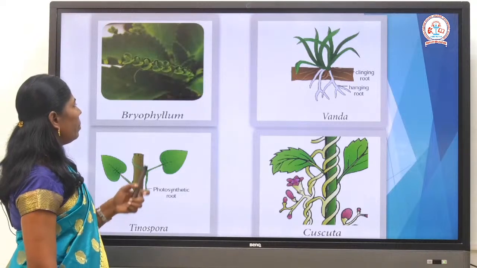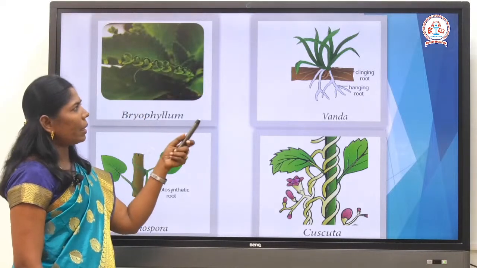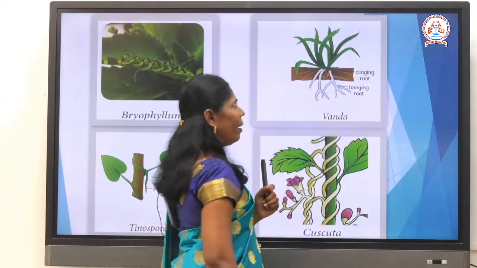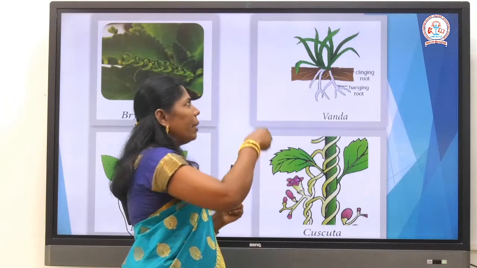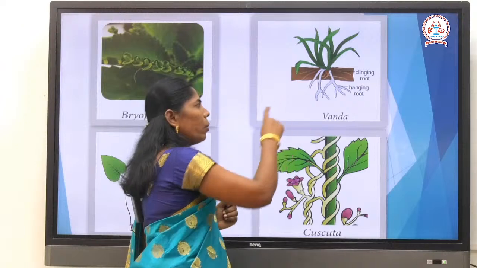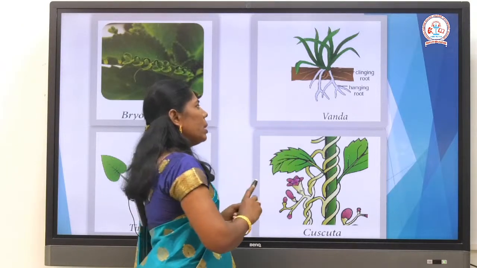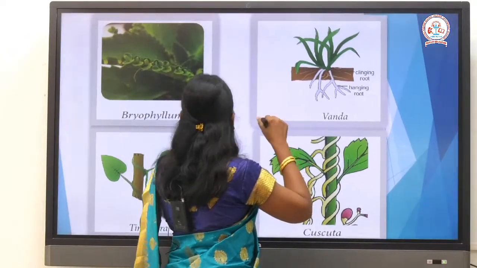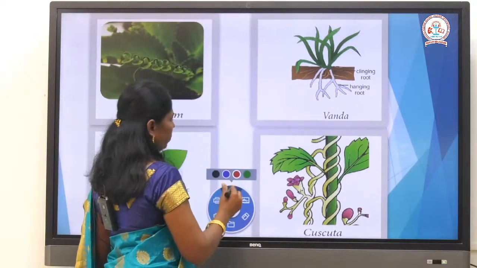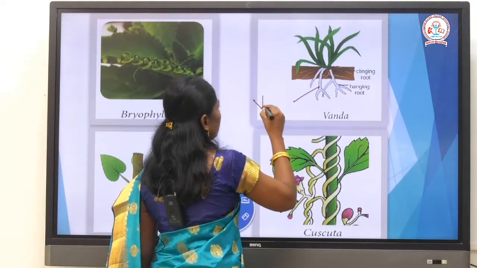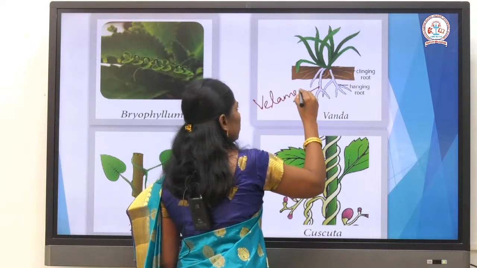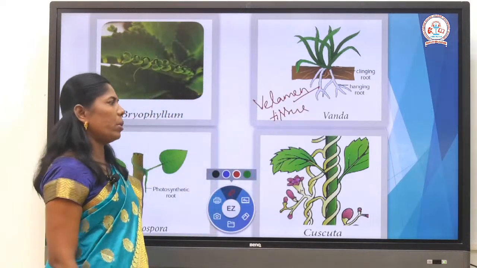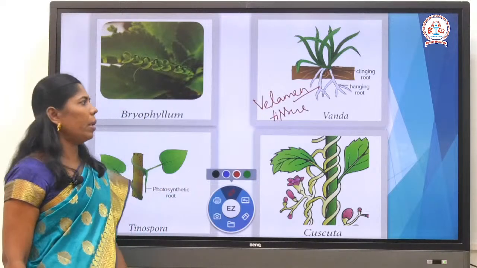So these are all examples for Bryophyllum. That is vegetative propagation, already we studied. So that is a Vanda plant, an epiphytic plant. Okay, this is a hanging root, this is your clinging root. The clinging root is used to fix the plant on the branches of the host plant. And the hanging root hangs in the air. Okay, so it consists of velamen tissue. Velamen tissue, yesterday we studied. Because of the presence of the velamen tissue, they absorb moisture from the atmosphere.